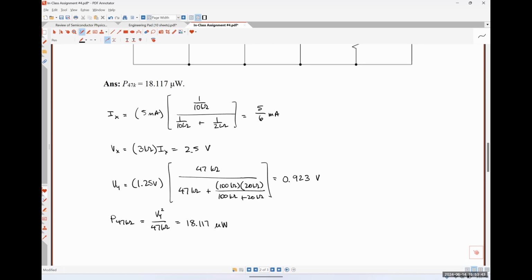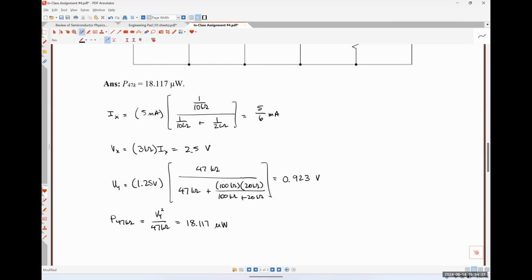Anyone have any questions, comments, or concerns with regards to this problem? Give me just a moment to say hi to my wife and let her know I'm still teaching class. All right, sorry about that. So any questions before we move on to the last problem?